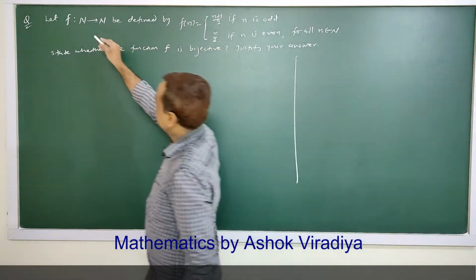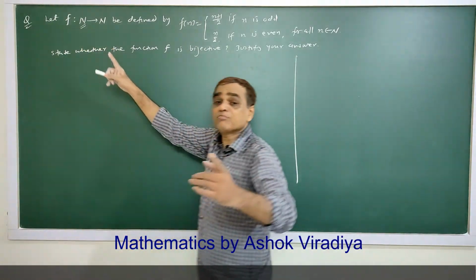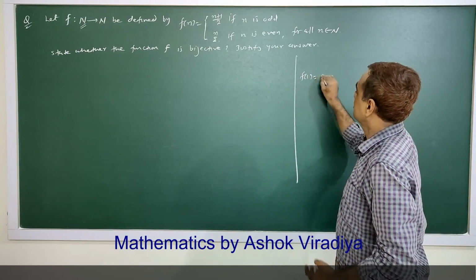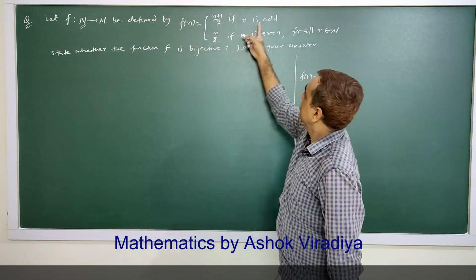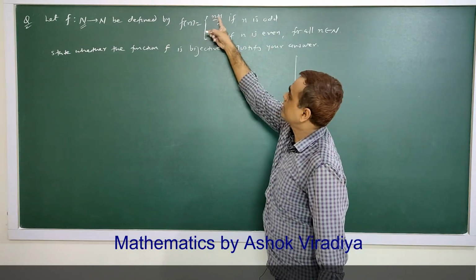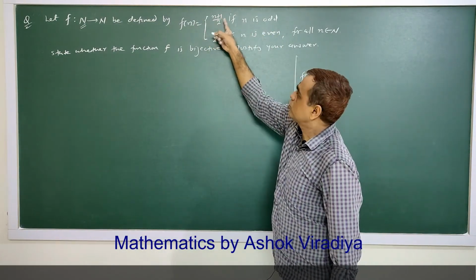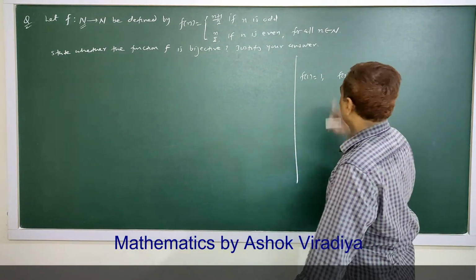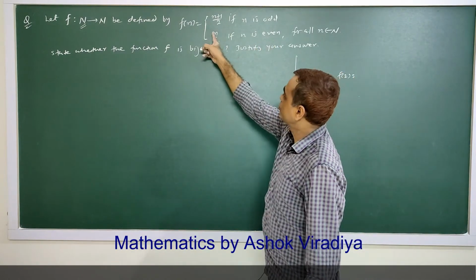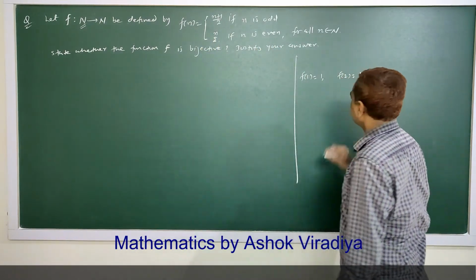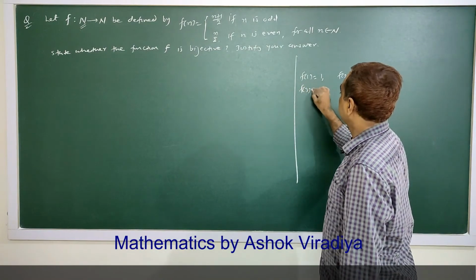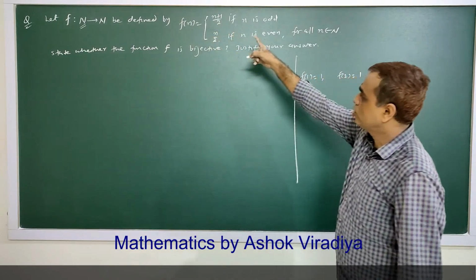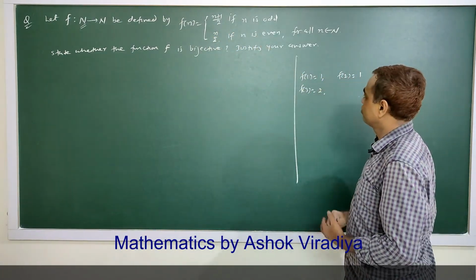Domain is N, so only natural numbers are allowed to be put in this machine. If I put 1, 1 is odd, so (1+1)/2, that is 2/2, which is 1. Now we put 2. 2 is even, so 2/2 is 1. Then we put 3, so (3+1)/2, 4/2 is 2.